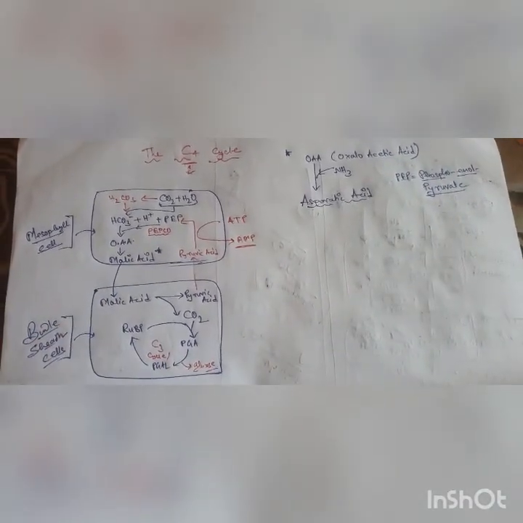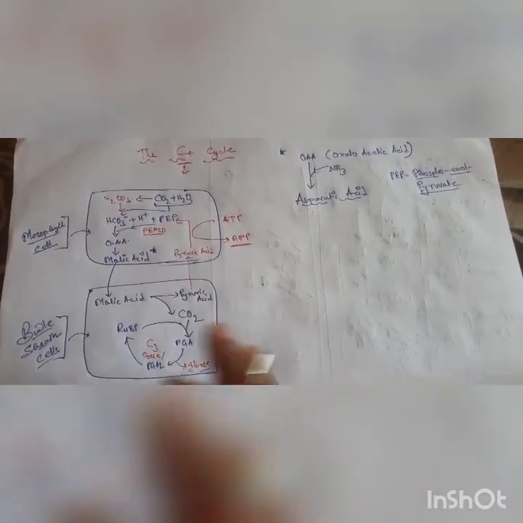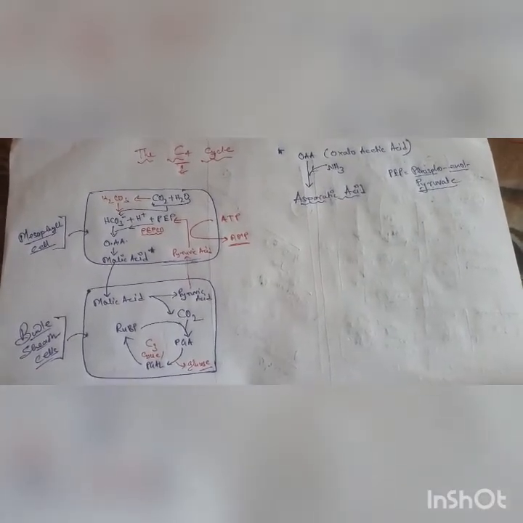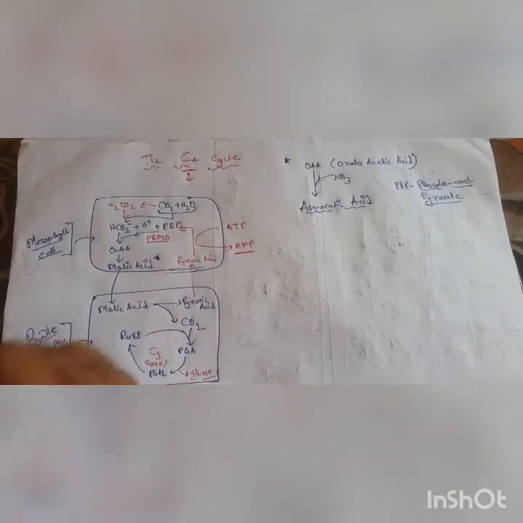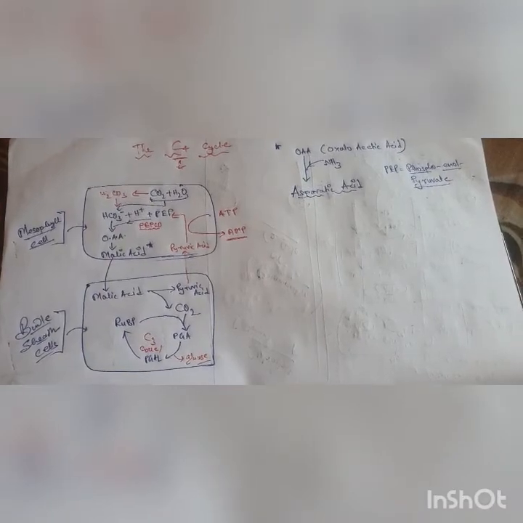So this is the main advantage of the C4 cycle. But the C4 cycle will never occur in a plant which does not have Kranz anatomy or does not have granal and agranal chloroplast. The Kranz anatomy has to be present, because half of the cycle will occur in the mesophyll cell and the other half will occur in the bundle sheath cells.